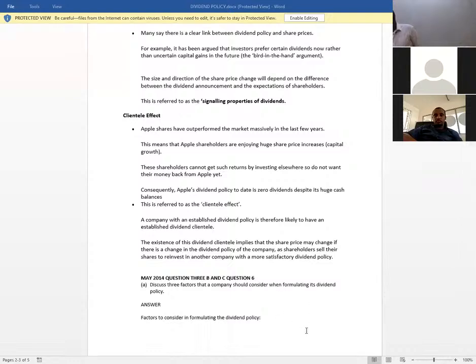What factors, ladies and gentlemen, should a firm consider when formulating a dividend policy? If you were hired as a finance director of RCM, what are some of the things you would consider when setting up a dividend policy? These should be coming from you, the points you need to consider. I can give you three.